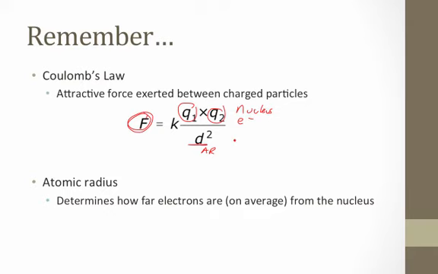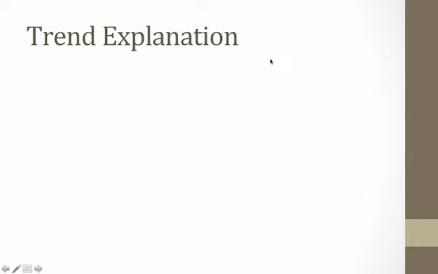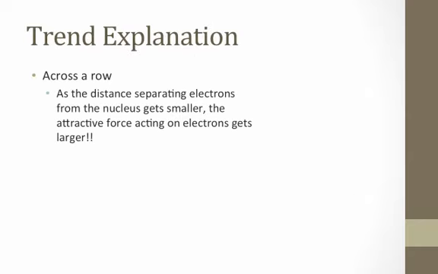The second factor we need to be aware of, as I've already pointed out, is atomic radius. If you recall, it's the size of the atom. Another way of describing it that we wrote down here is that it determines how far electrons are on average from the nucleus. As a result, atomic radius plays a very large role in the distance separating our two charged particles, our nucleus and our electron. The greater that distance, the bigger the impact it's going to have on the overall force. So let's start our actual trend explanation then.